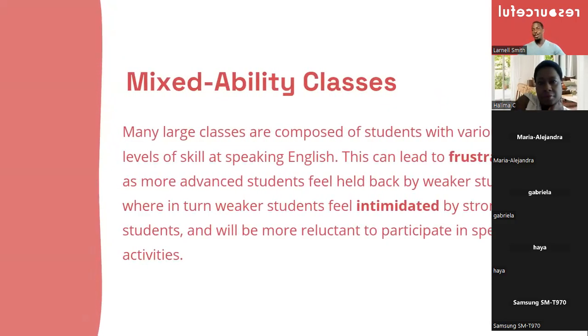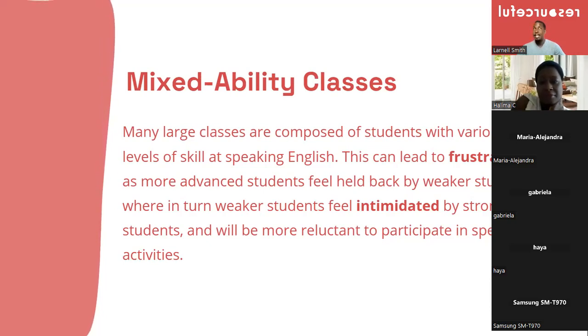Mixed ability classes. This is what you were saying. So many large classes have different levels all over the place, especially at the university level, but I think that's applicable at high school and below as well. And I think you've got two big problems. Advanced students are frustrated because they feel held back, they can't be at the level they need, and they're bored. Then they may start to act out and talk and not pay attention. Or you have weaker students who are extremely intimidated by the stronger students in the classroom.